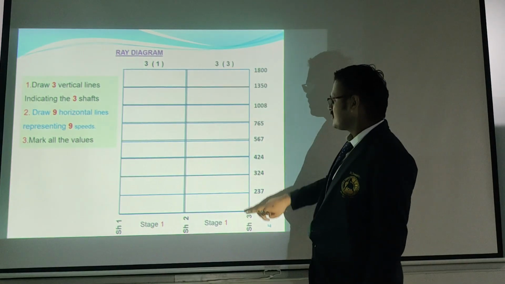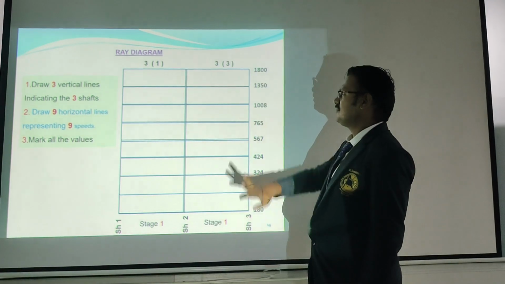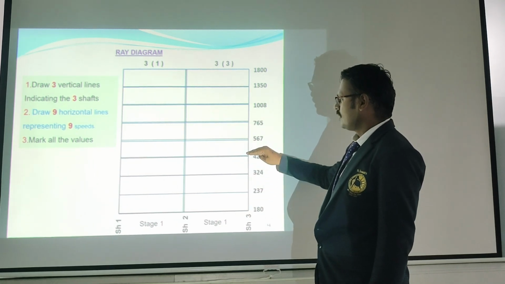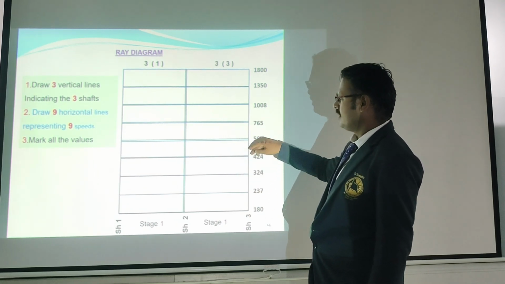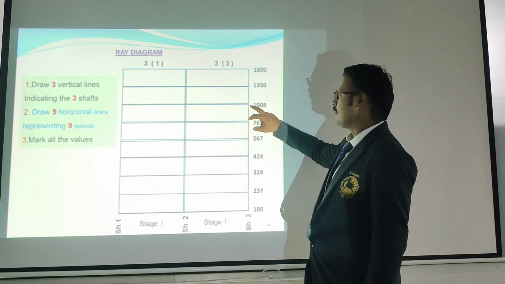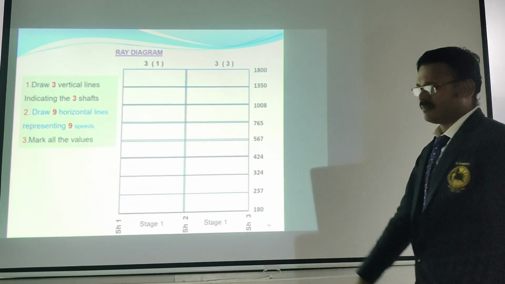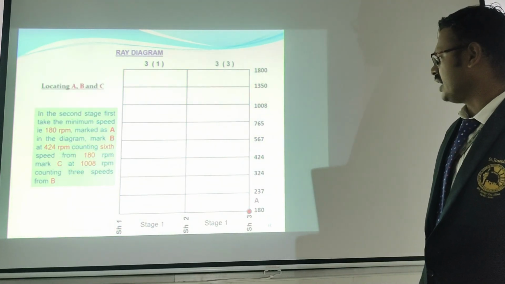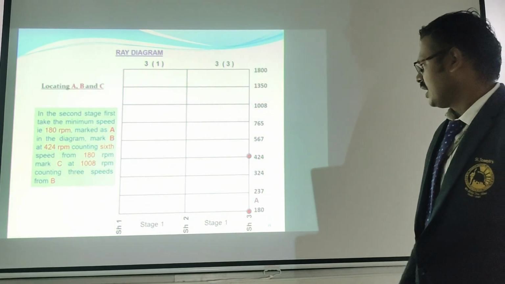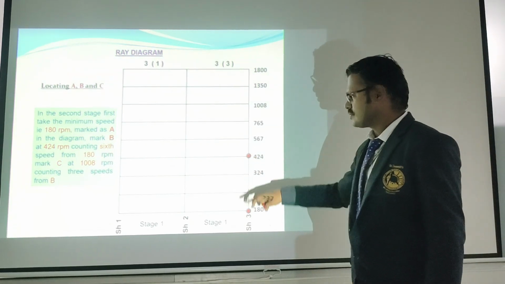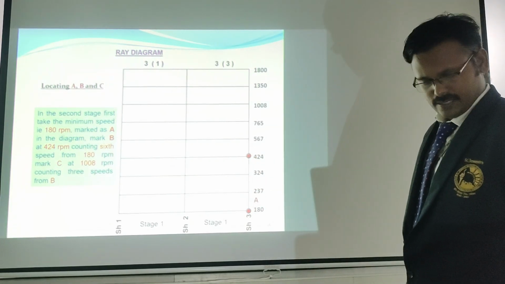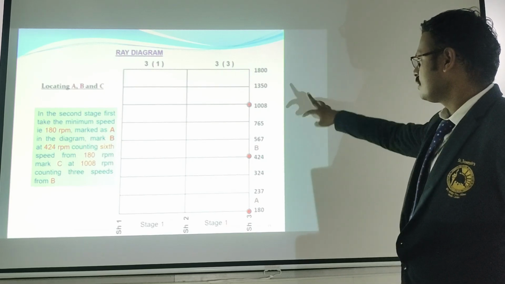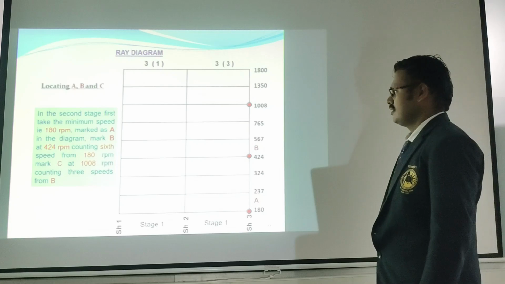So 3 speeds I have to mark with the gap of 3. So first speed I am marking 180, then I have to give the gap of 3 speeds, then again I have to give the gap of 3 speeds. Like that I have to mark 3 speeds. So first I choose 180 as a speed, then I am giving the gap of 3 speeds, so 424, then again I am giving the gap of 3, so 1008 I have chosen.